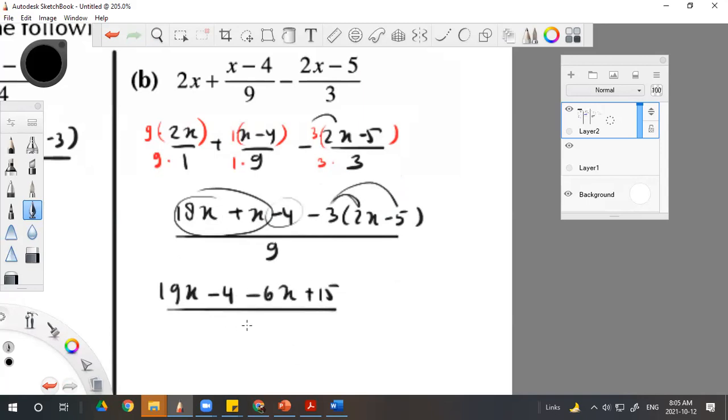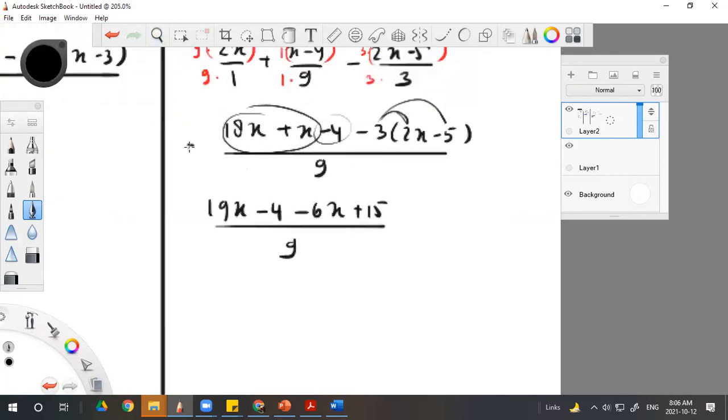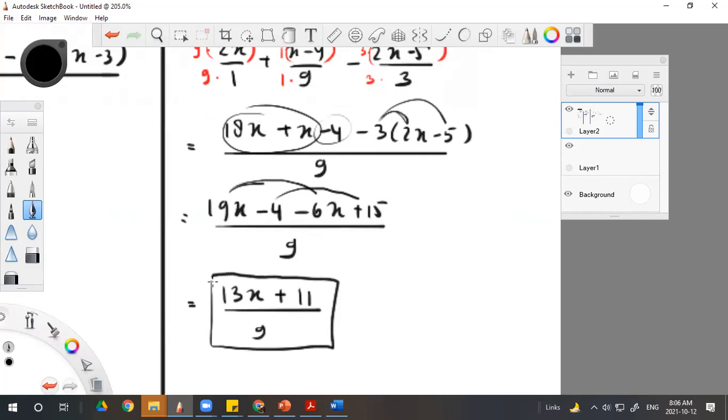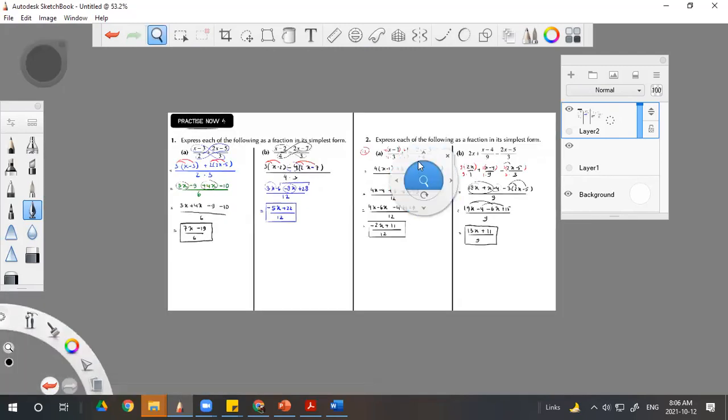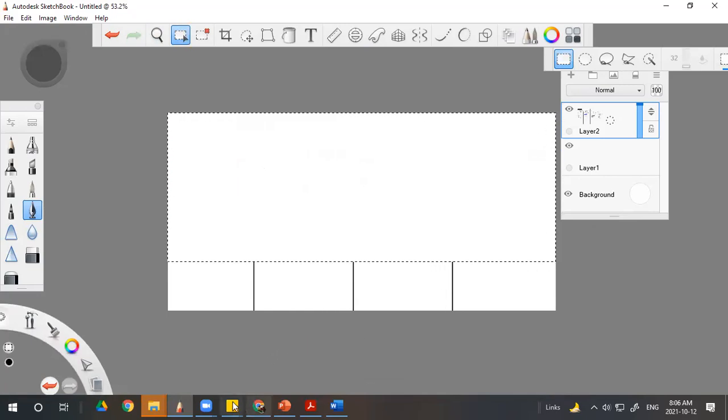over 9. Okay, what next? You can put on the right side, or you can put in bottom. Well, I think you have to do it vertically. That's better for the understanding. Simplicity. 13x plus 11 over 9. You cannot do more about this. Okay, almost done. Done for this fractional practice now. Fractional denominator.